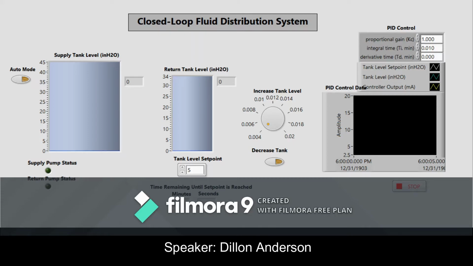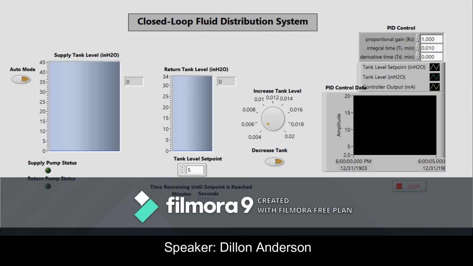This front panel has a set of digital inputs and outputs and analog inputs and outputs. Auto mode is the button on the left. This controls a function, the PID function, to go in between automatic mode and manual mode. Within manual mode, you can decrease the tank level by using the single-phase pump, and that is labeled as decrease tank. Increase tank level controls the three-phase pump. That is a range from 4 milliamps to 20 milliamps.